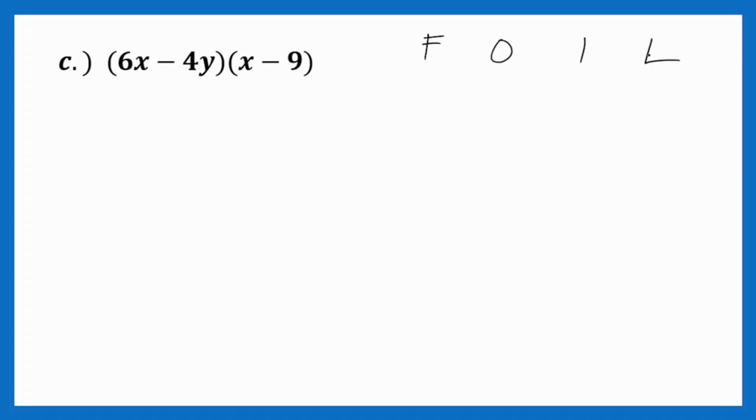Alright, so let's have yung last example natin. 6x minus 4y multiplied by x minus 9. Alright, so let's do the FOIL method. F, O, I, and L. Okay? So let me just copy. Minus 4y times x minus 9. Alright, so first, so let's work on first muna. 6x times x, yung una dito.